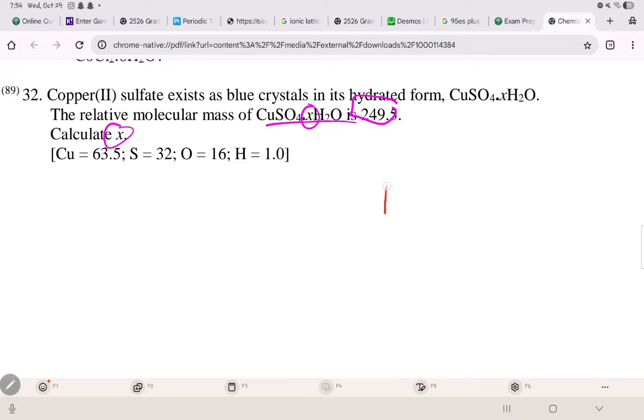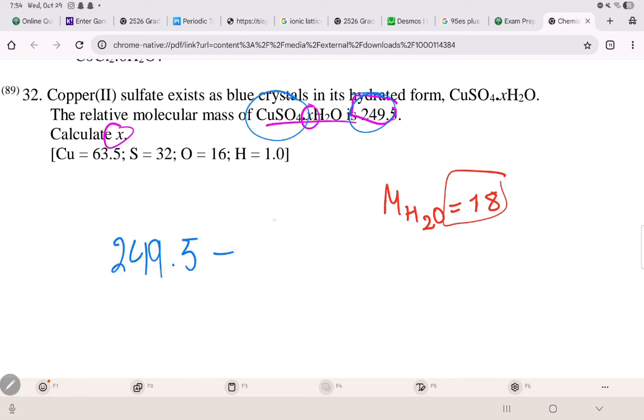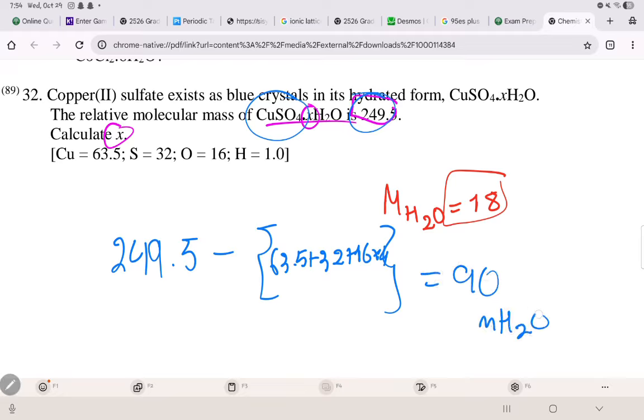So now what do we do in this scenario? We will take the total mass of this blue crystal, okay? So 249.5, and we will subtract from it the mass of CuSO4. What's the molar mass of CuSO4? It's going to be 63.5 plus 32 plus 16 times 4. So it's going to be 249.5 minus, open bracket, 63.5 plus 32 plus 16 times 4, close brackets, and you will be left with 90. So this is the mass of water. So 90 divided by the molar mass 18 will give me 5. So this is the number of moles, which in this scenario is the value of X.